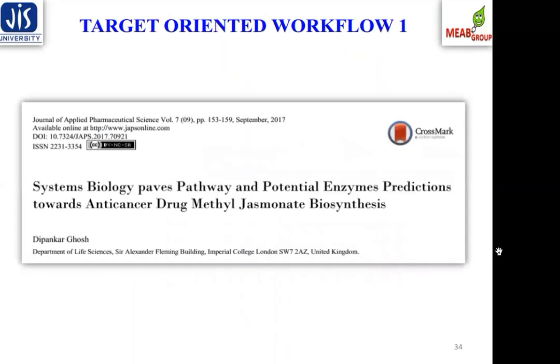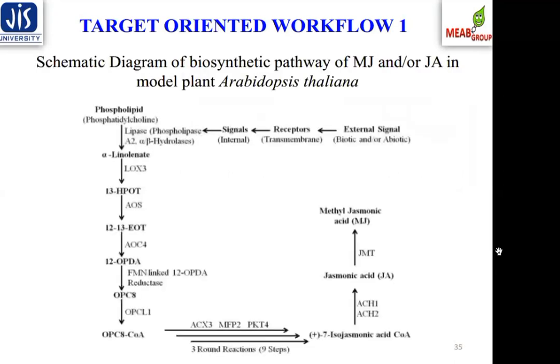Now, what should be the target? Whatever you have learned so far, how can you target a molecule? That means the target-oriented workflow that I have been discussing. This is a paper I published in 2017, Systems Biology Paves Pathway and Potential Enzyme Prediction towards Anti-Cancer Drug Methyl Jasmonate Biosynthesis. This is the schematic diagram of the biosynthetic pathway for methyl jasmonate or jasmonic acid in the model plant Arabidopsis thaliana. So this is the natural or native pathway present in this particular plant model.